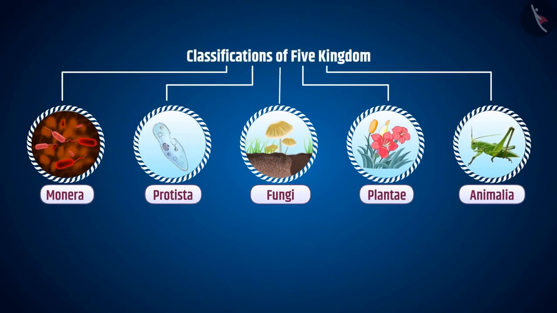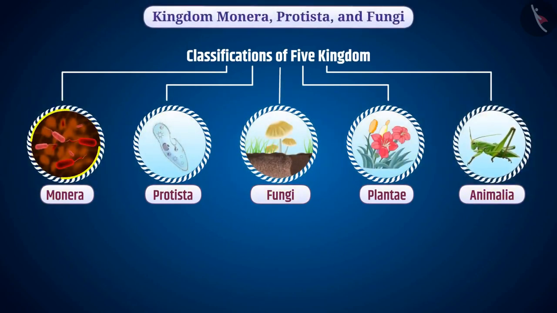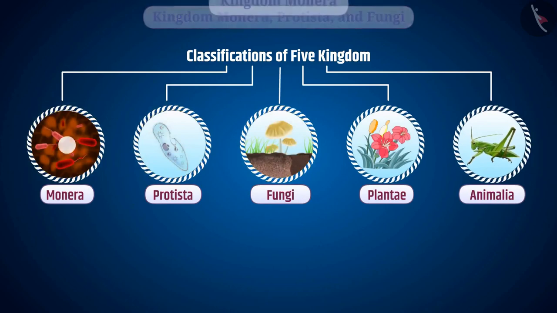In the previous video, we understood about the five kingdom classifications. Today, let us discuss Monera, Protista, and Fungi in detail. First of all, we will understand about Monera.